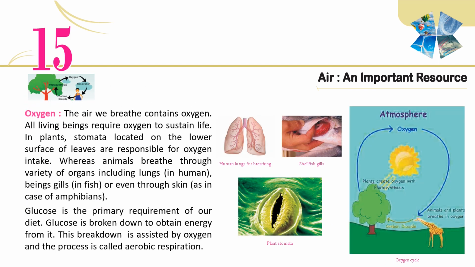Oxygen. The air we breathe contains oxygen. All living beings require oxygen to sustain life. In plants, stomata located on the lower surface of leaves are responsible for oxygen intake. Whereas animals breathe through a variety of organs including lungs in human beings, gills in fish, or even through skin, as in case of amphibians. Glucose is the primary requirement of our diet. Glucose is broken down to obtain energy from it. This breakdown is assisted by oxygen and the process is called aerobic respiration.